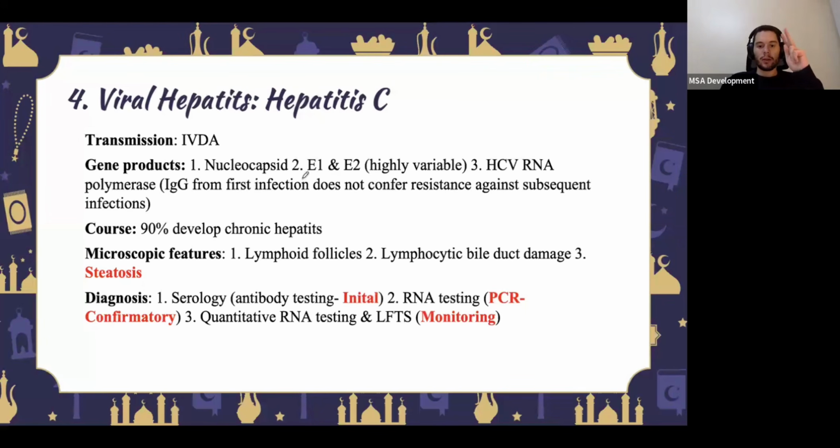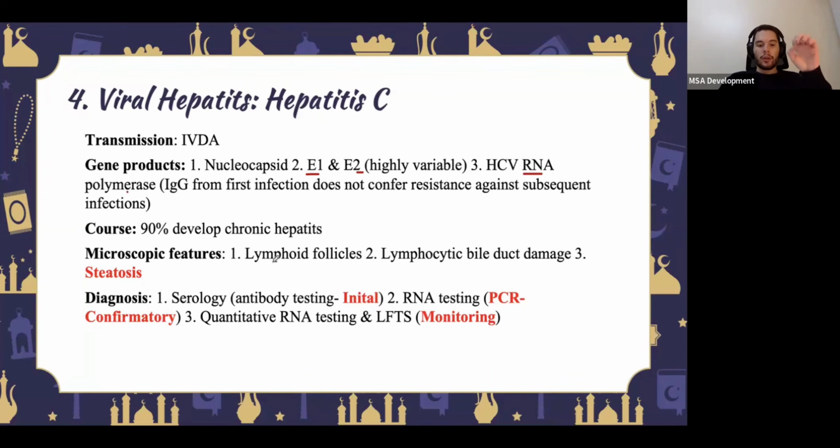But the issue about hepatitis C is its pathogenesis, or its certain properties. It has two main proteins, the E1, E2, and then the RNA polymerase. Both are very highly variable, and the RNA polymerase itself leads to a lot of mutations. This is why it's very difficult to fight off hepatitis C itself.